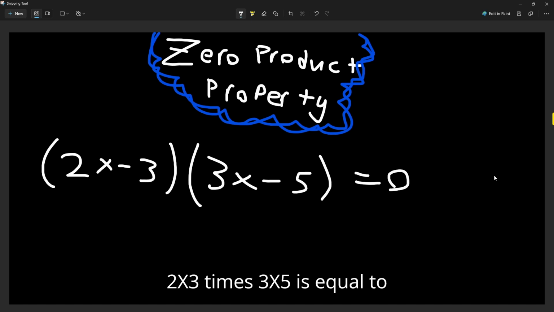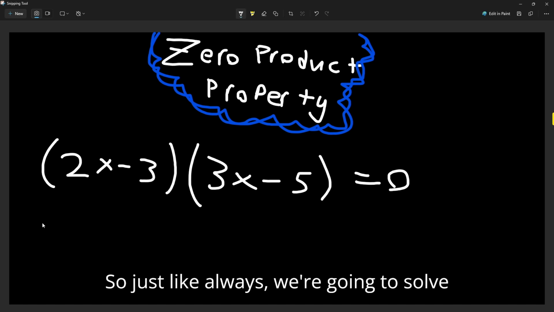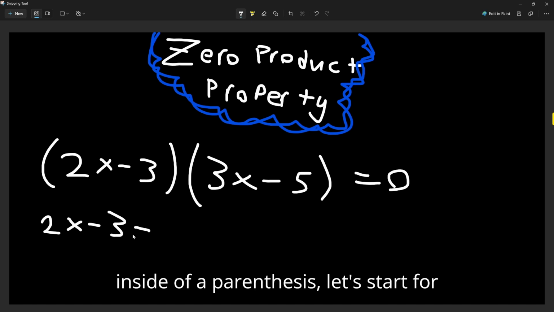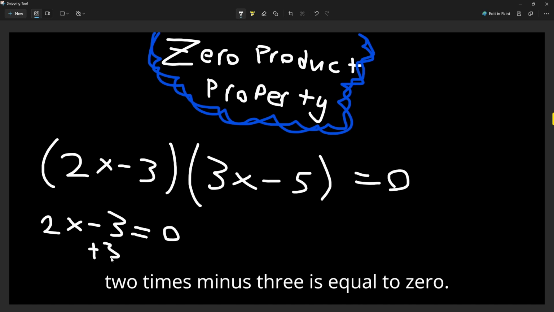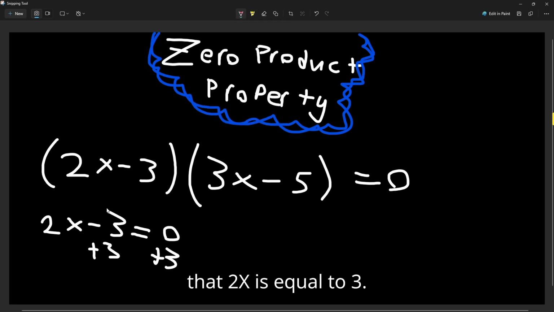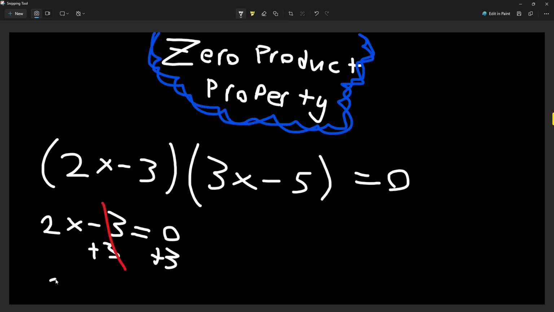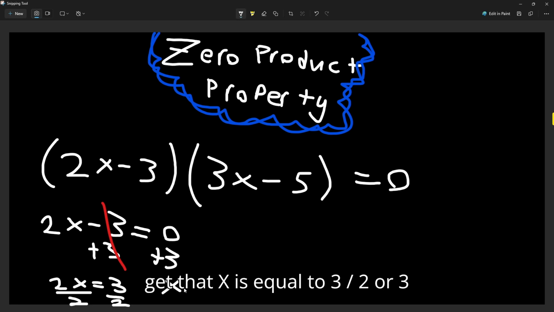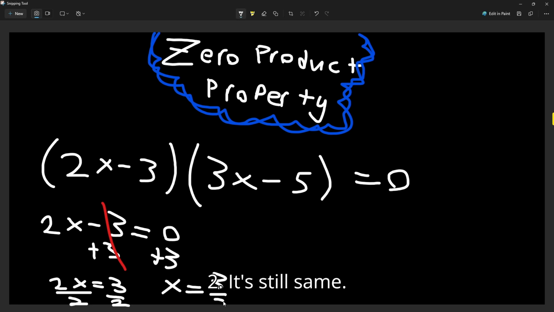(2x - 3) times (3x - 5) is equal to 0. So just like always, we're going to solve for x step by step. Solving for x inside of a parenthesis, let's start with 2x minus 3 is equal to 0. Adding 3 to both sides, we will get that 2x is equal to 3. Dividing both sides by 2, we will get that x is equal to 3 over 2, or 3 divided by 2, it's still the same.